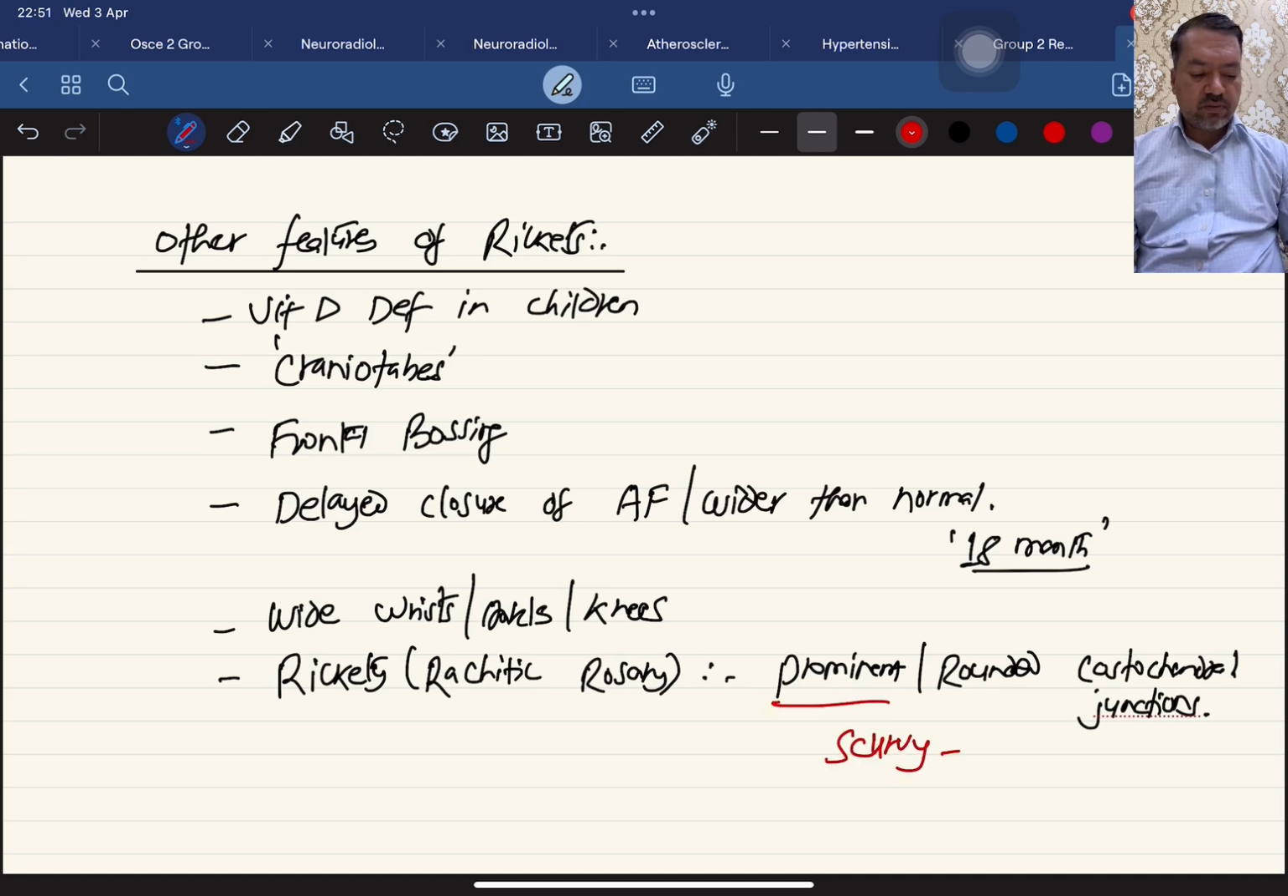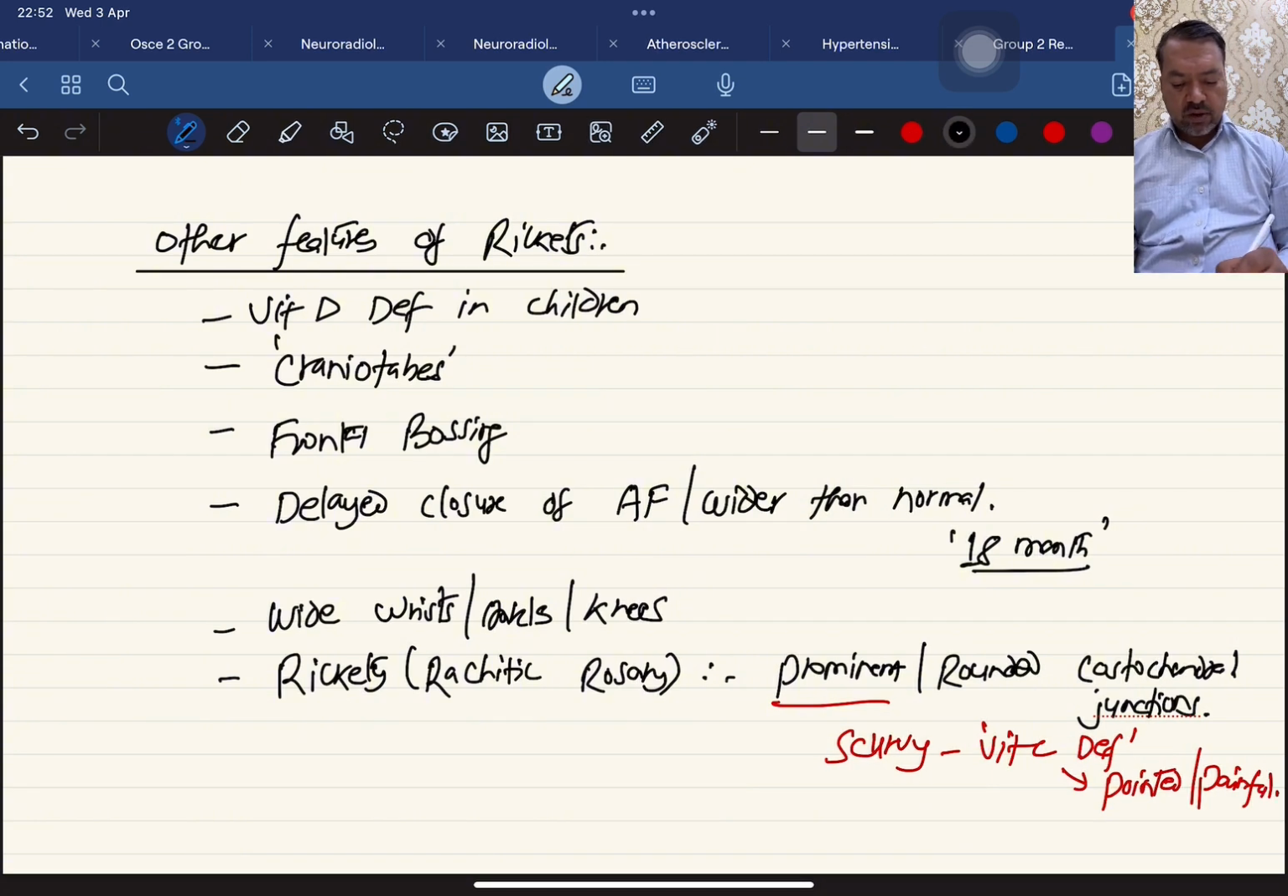Scurvy occurs because of vitamin C deficiency, and as a result of this, the costochondral junctions are enlarged again, but they are pointed. They are pointed and they are painful. So this is a very important differentiation between these two. So try to memorize it.